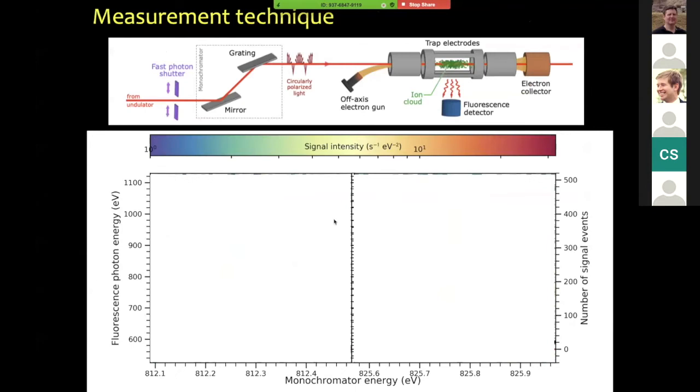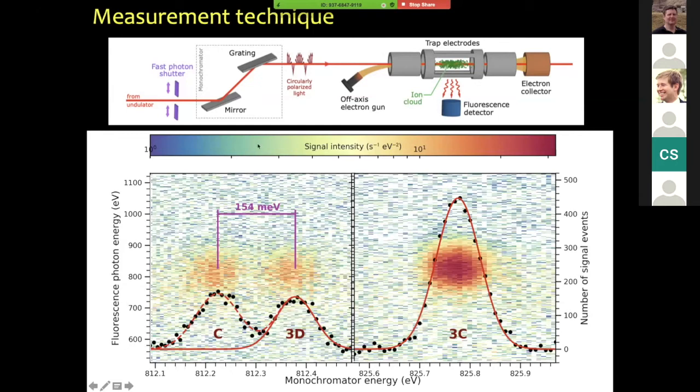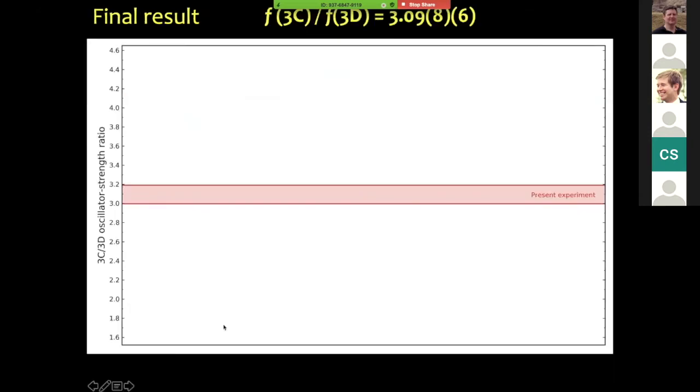So the measurement technique is the same. We receive the photons from the undulator. The mirror focuses on the grating. We scan the grating to excite different wavelengths and excite different photoions. And this is what we see, the same plot: fluorescence photon energy recorded with this fluorescence detector as a function of monochromator energy. You can see lines C and 3D are now nicely separated, with a separation of about 150 millielectron volts, so that now we can simply take the intensity ratio of lines 3C and 3D without taking care of the iron 15 plus contribution. And this is what we found out.